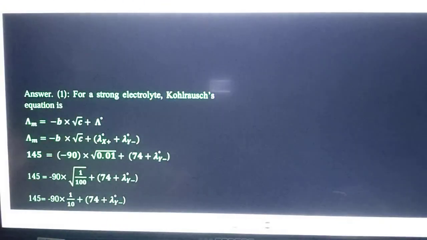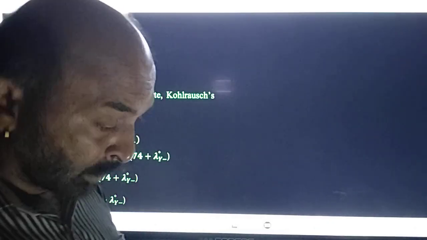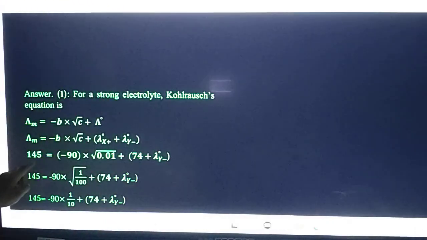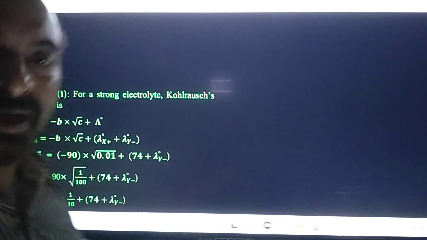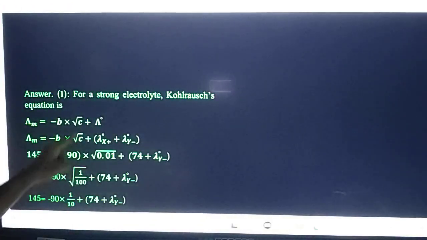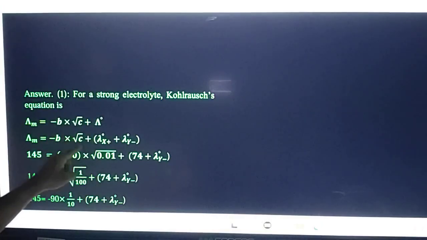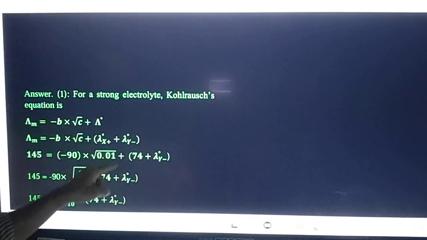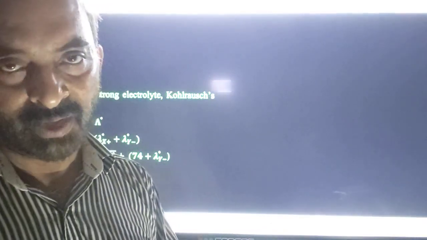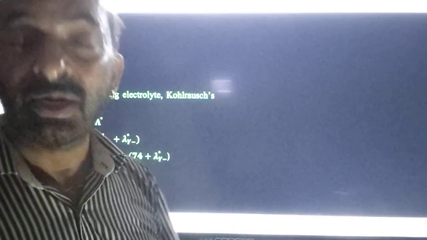For instance, in this particular problem, lambda molar at the given concentration is given to be 145. The slope of the straight line is also directly given, minus 90. Concentration is given as 0.01. So, minus b into root c, root of 0.01. Then, at infinite dilution, we know that the total conductance is the sum of the ionic conductance of cation and anion. Among them, the conductance of the cation is given. So, what is the only unknown?